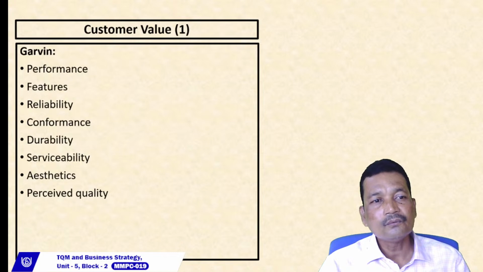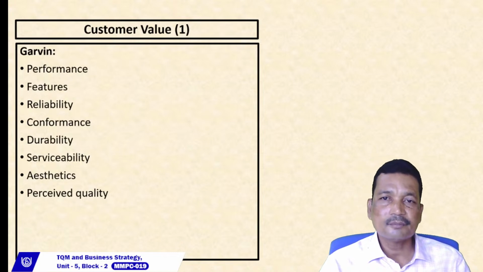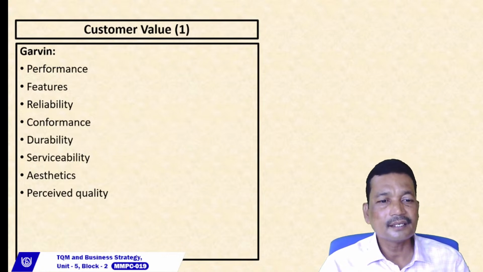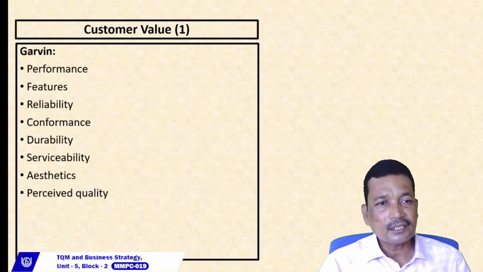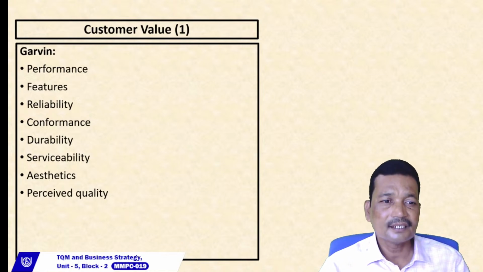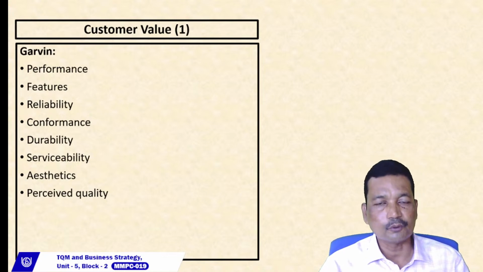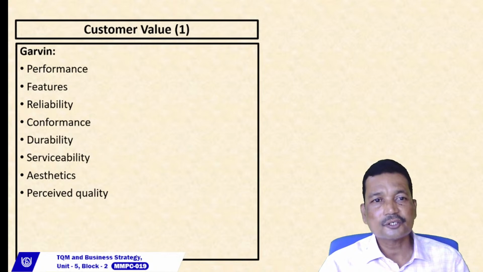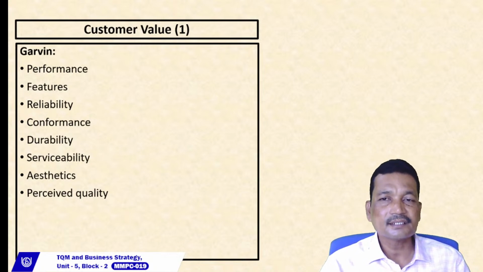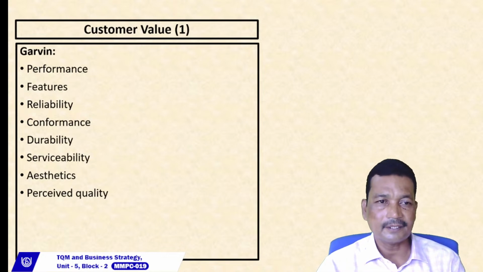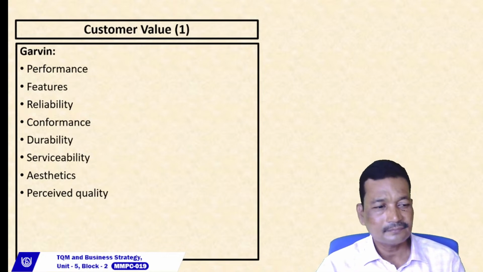Now, up till now, we have been talking of customer values. Now, how can that customer value be achieved? According to Garvin, we have 8 aspects which drive the customer value upwards, or customer value is derived from these 8 points. Let us see what they are.